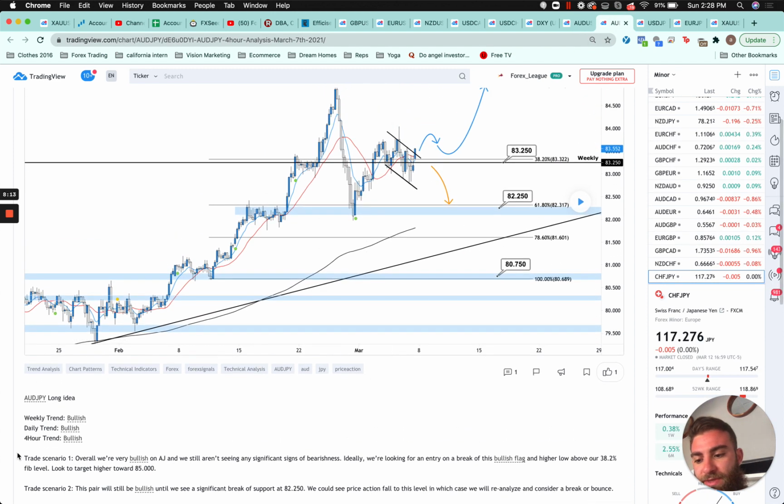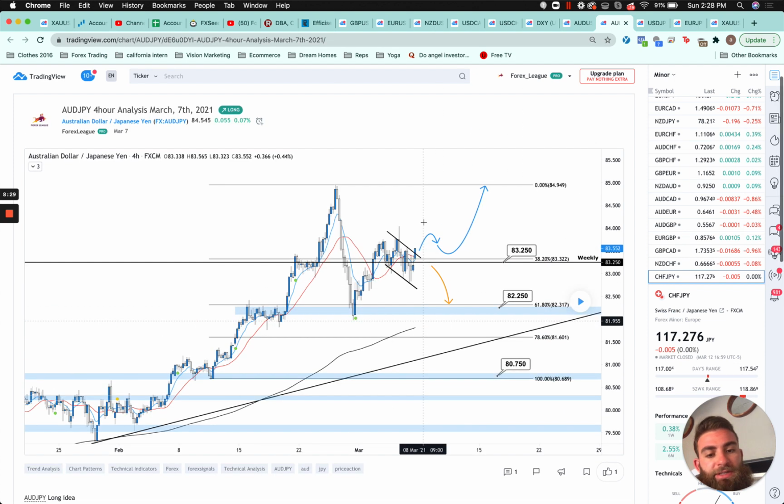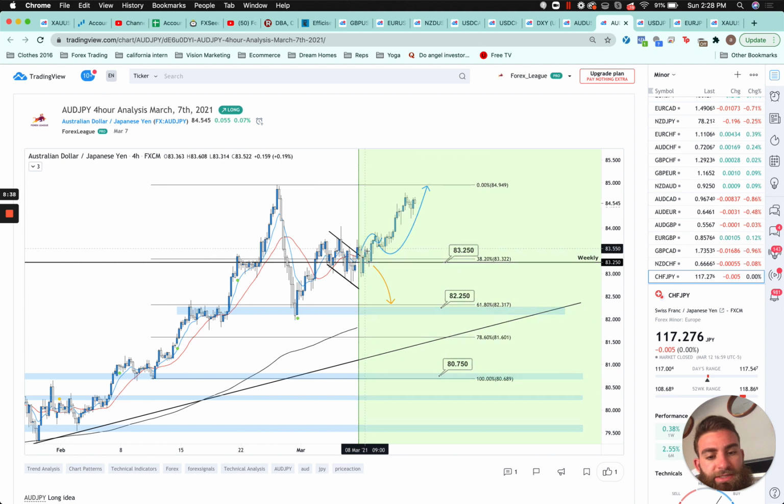On this one, weekly trend bullish, daily trend bullish, 4 hour trend bullish. So this thing was bullish on every single time frame. Overall, we're very bullish, and we still aren't seeing any significant signs of bearishness. Ideally, we're looking for an entry on a break of this bullish flag and higher low above our 38.2% fib. So that's this area. We're bullish, forming this bullish flag here, a continuation pattern. And as you can see, price ended up breaking above, retesting, breaking above, retesting, now shooting to the upside.